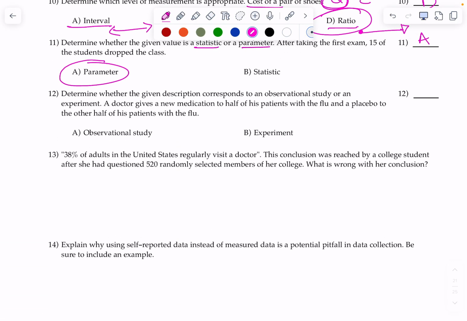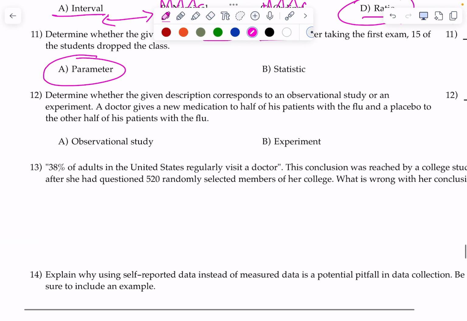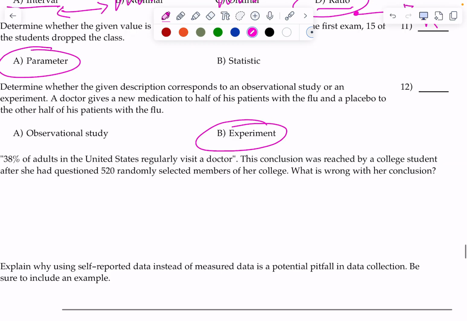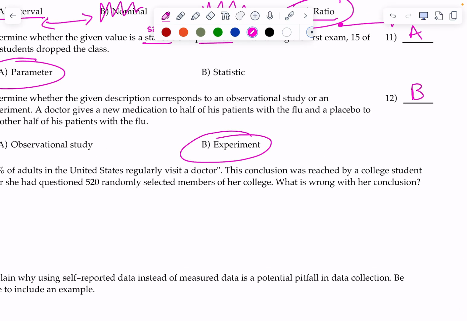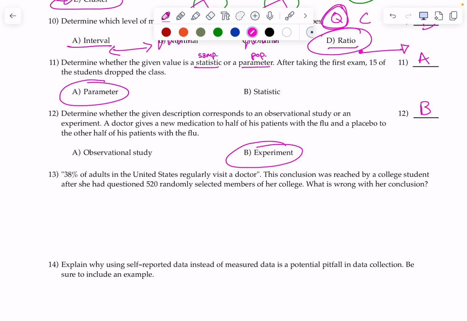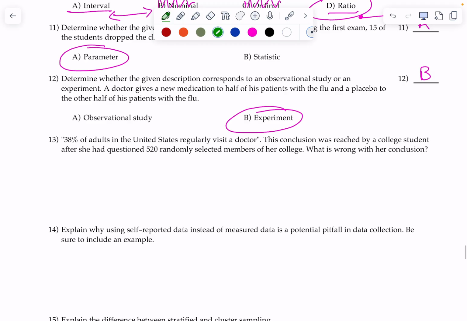Whoa! Determine whether the given description corresponds to an observational study or an experiment. A doctor gives a new medication to half of its patients with the flu and a placebo to the other half. Experiment. That one's too easy. Okay, because I'm doing something to them, right? Doing something. 38% of adults in the U.S. regularly visit a doctor. Ooh, that's not very many. That's not even half. 38%.